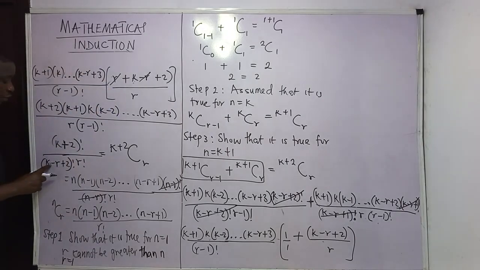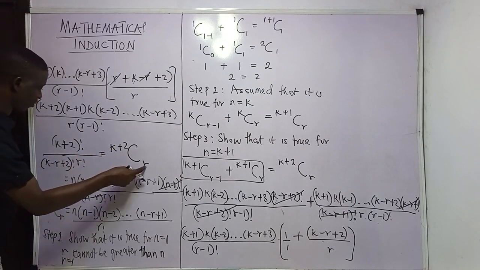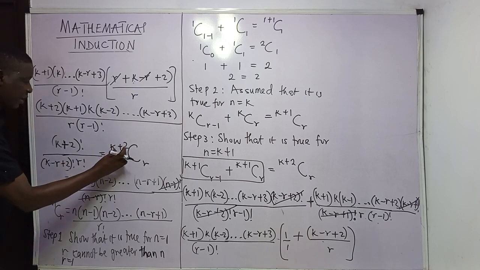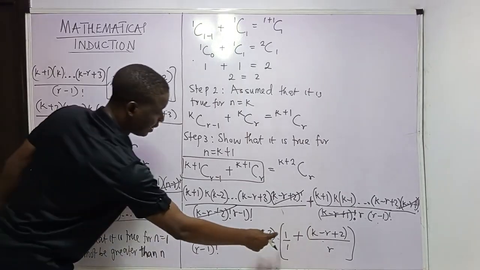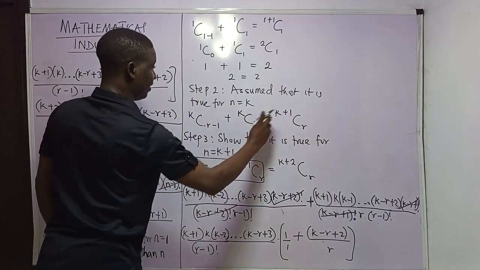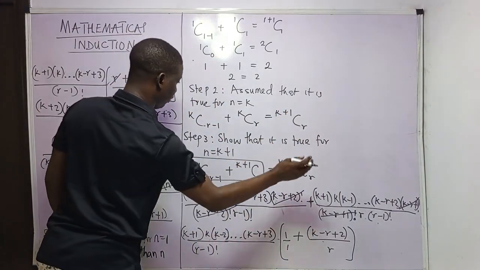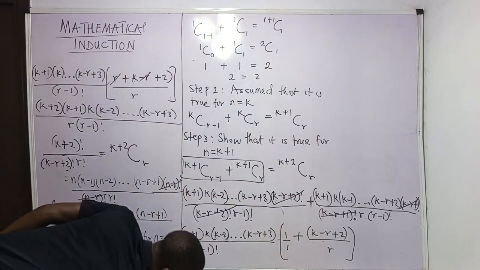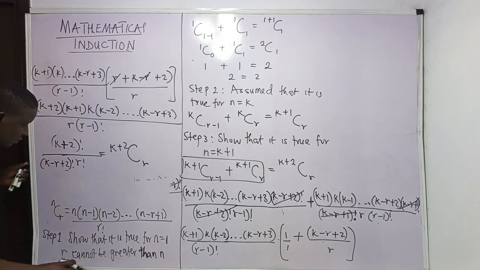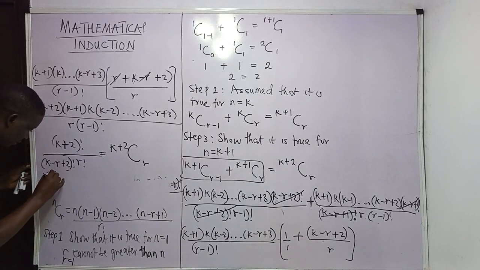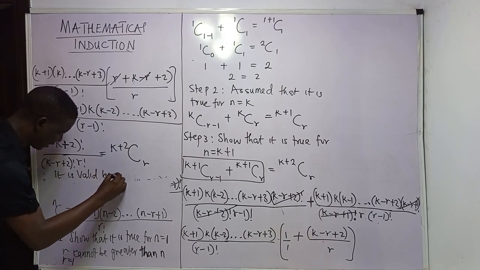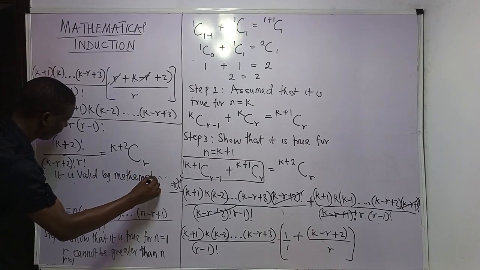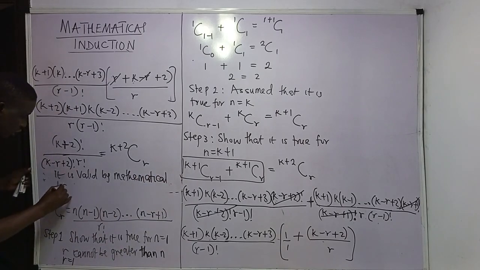So therefore, what we are going to have now is, if you subtract this minus this, that is what I want to have. Then if you start with this one, we start with k plus 2 factorial, then r factorial, which is correct. So we have proved that this plus this will give us this. That is the proof now. So we can now conclude. Therefore, it is proved, or it is valid by mathematical induction.